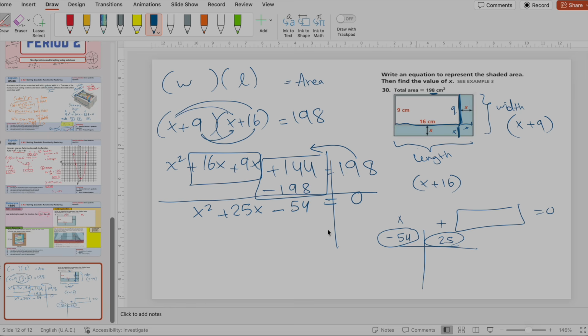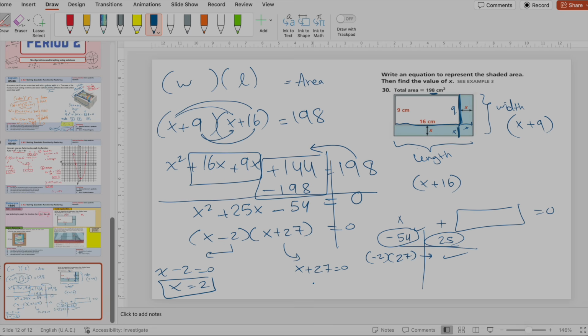So the factors are basically negative 2 times 27. If you multiply them, you're going to get negative 54. If you add them, you're going to get 25. I'm going to open two brackets, x with negative 2, x with positive 27 equals 0. Either this is 0, x minus 2 equals 0, so x equals 2. Or this is 0, x plus 27 equals 0, so x equals negative 27.